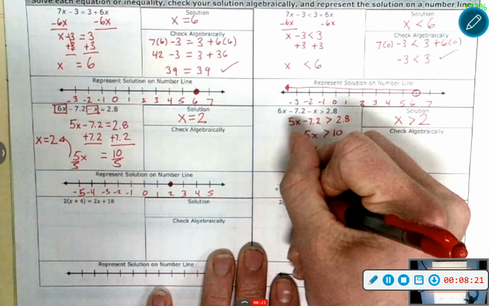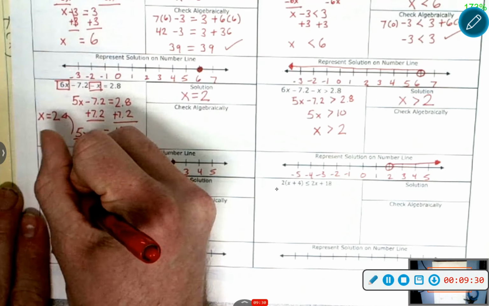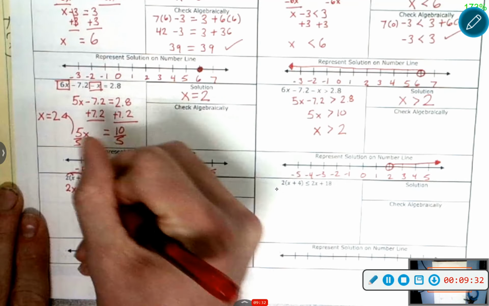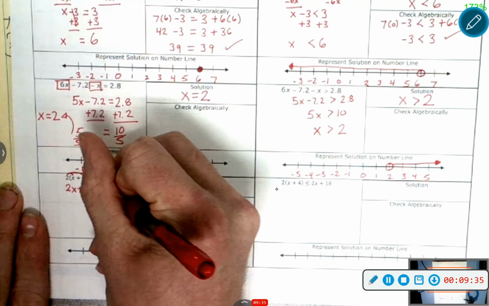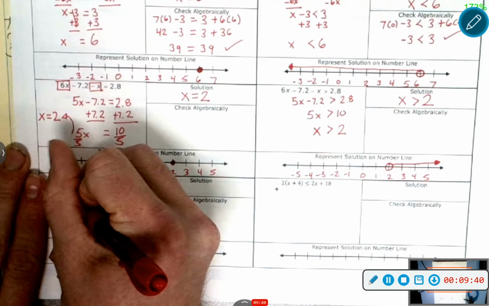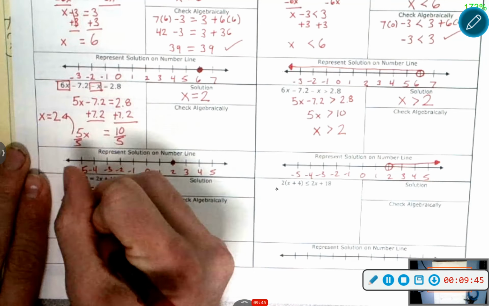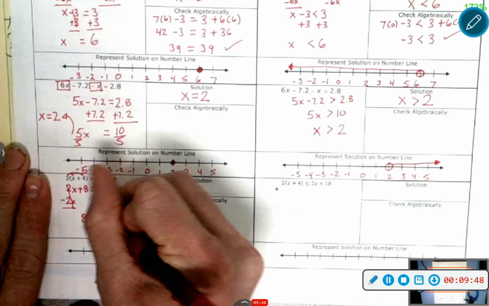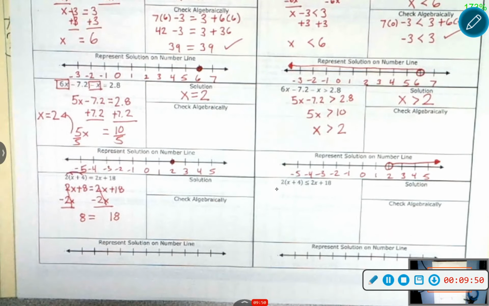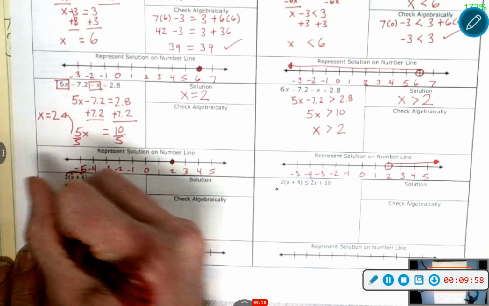First, this one, the main thing that you need to keep in mind is that you have to distribute. So I'm going to distribute 2 to both, and you get 2x plus 8 equals 2x plus 18. When I go ahead and I isolate my variable, I realize that my 2 variables cancel out. So I get 8 equals 18. Since that is not a true statement after all my variables cancel out, I realize that there is no solution to this equation.